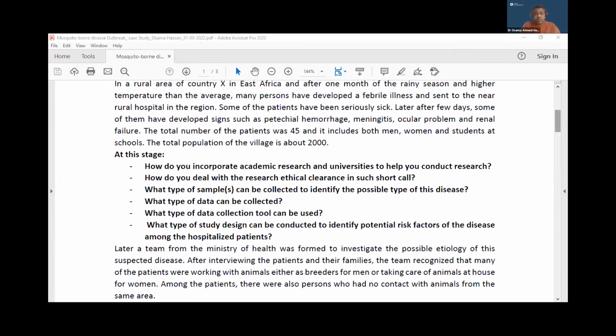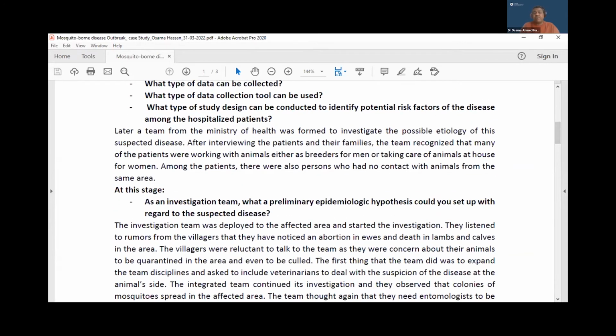So let us go to the scenario. Later, a team from the Ministry of Health was formed to investigate the possible etiology of this suspected disease. After interviewing the patients and their families, the team recognized that many of the patients were working with animals, either as breeders for men or taking care of animals at home for women. Among the patients, there were also persons who had no contact with animals from the same area. With this additional information, as an investigation team, what preliminary epidemiologic hypothesis could you set up with regard to the suspected disease?